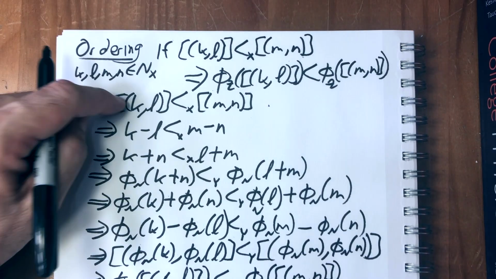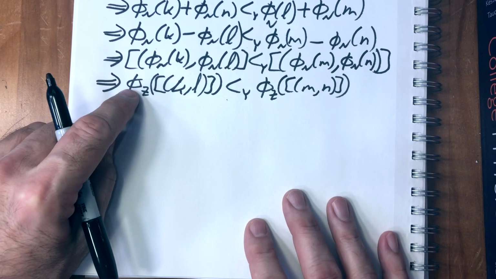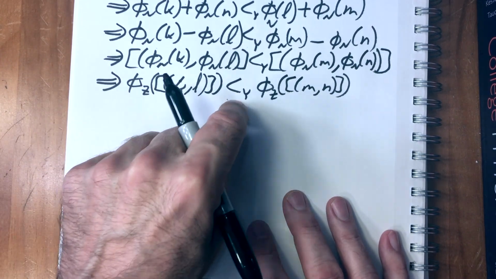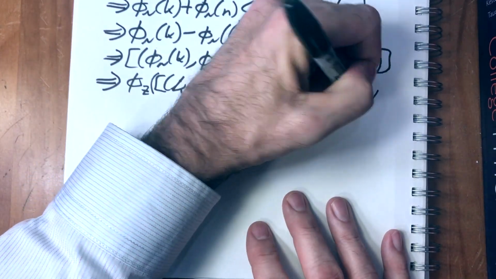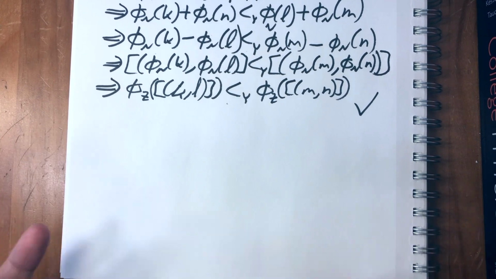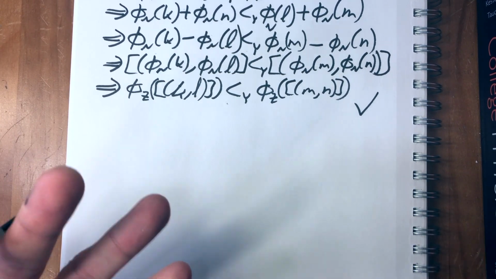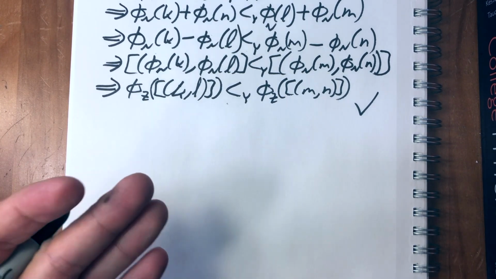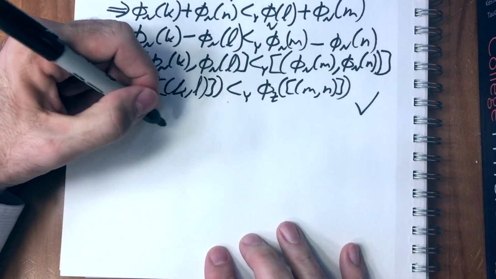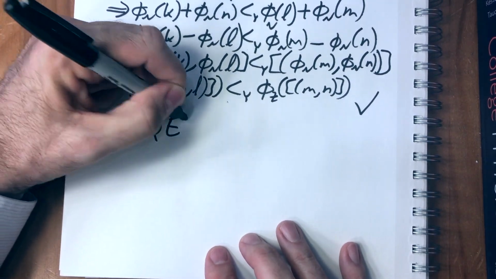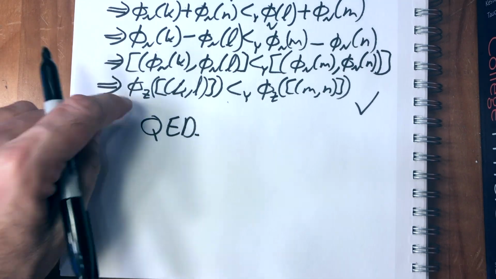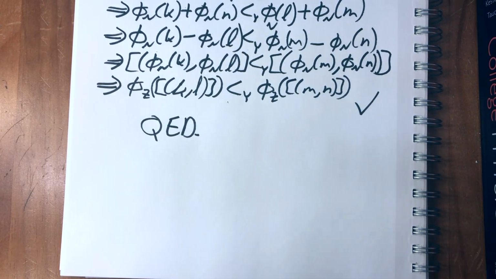We started with KL is less than mn, and we showed that in that case, phi z of KL is less than phi z of mn. Okay, that's what we needed to show. Phi z preserves addition, phi z preserves multiplication, and phi z preserves ordering. That's what we needed to show. So phi z is an isomorphism, which means now we've nailed down all of the integers, the naturals and the integers. So next step, we'll do rational numbers.